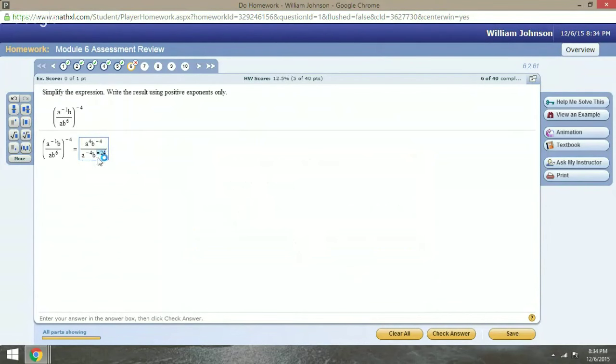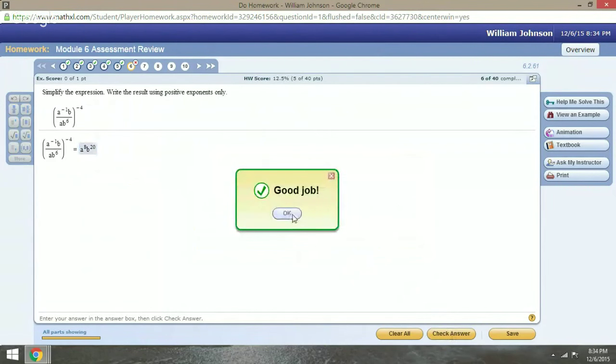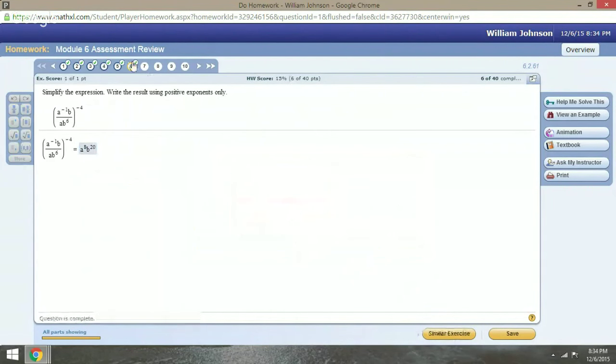Don't click the final check answer yet, because I've still yet to actually run the calculation for the format they want. The translated answer they're looking for is a to the 8th, b to the 20th, assuming I did the math correctly. There we go. And that's the format you're looking for.